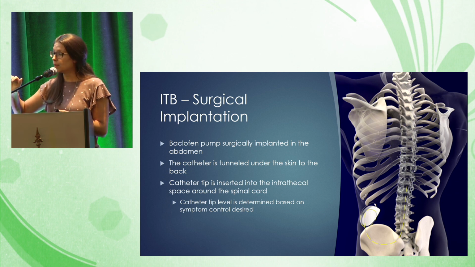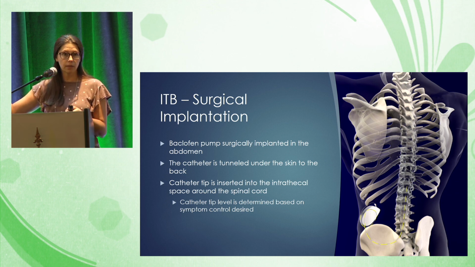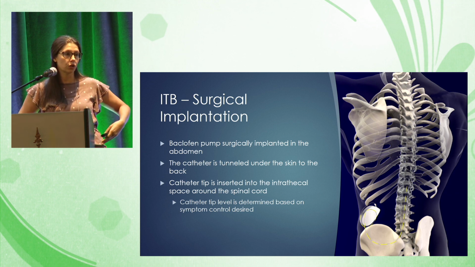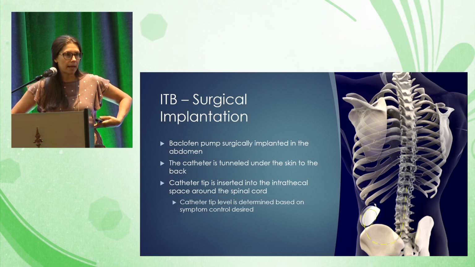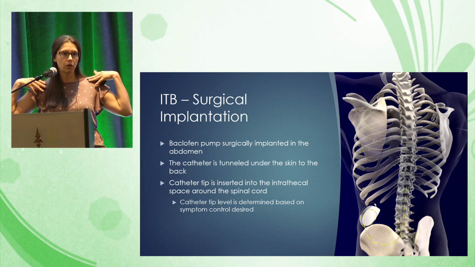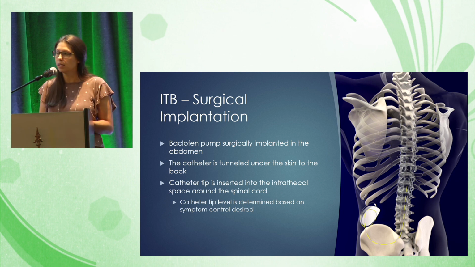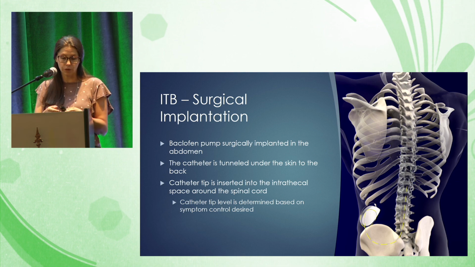The surgery itself is also pretty customizable because we have to think about what the goals are. Are your goals to control your tone in your lower body? Is it your abdomen, back and lower body? Is this a patient who has spasticity from the shoulders down? The level at which you put the catheter is determined based on where the control is needed.